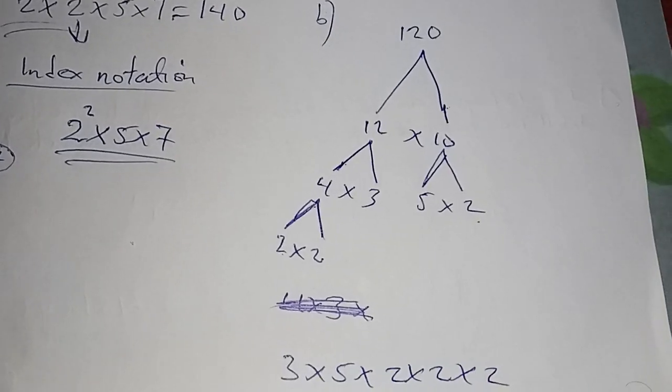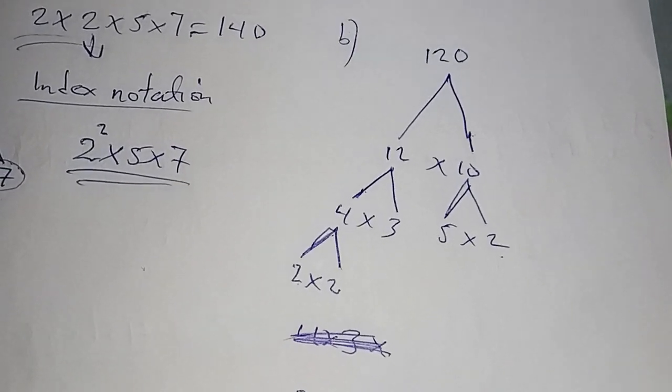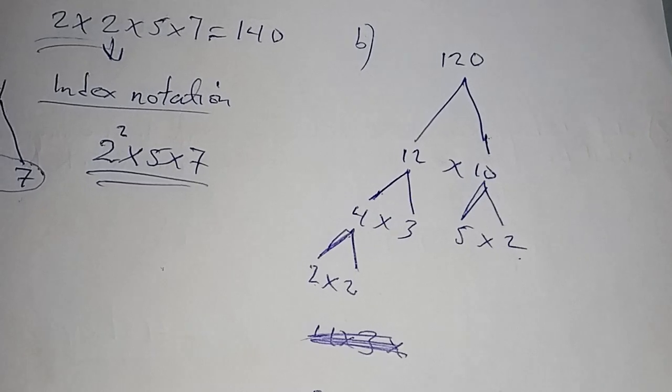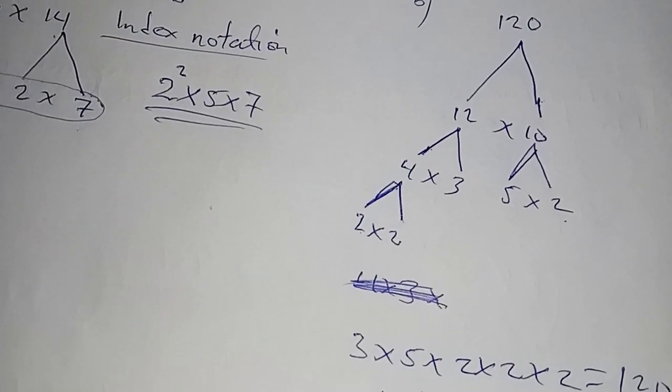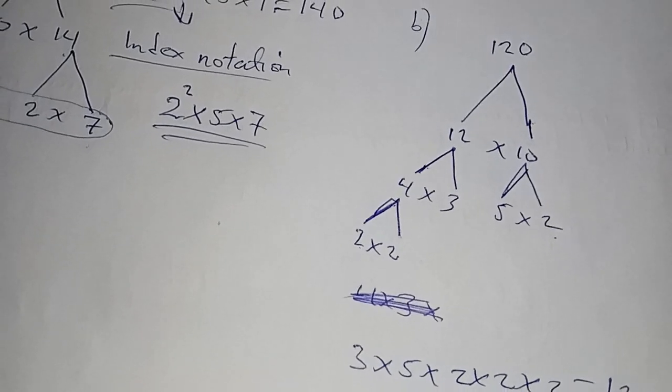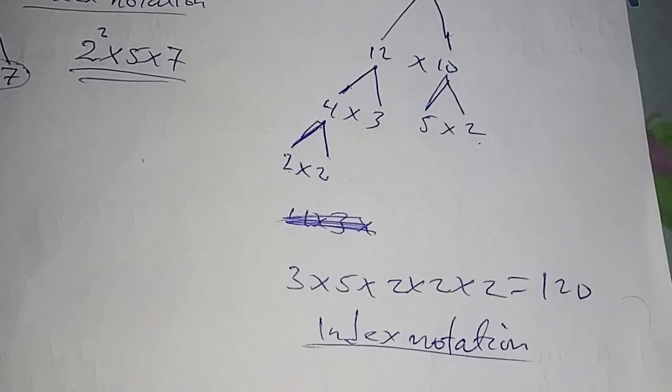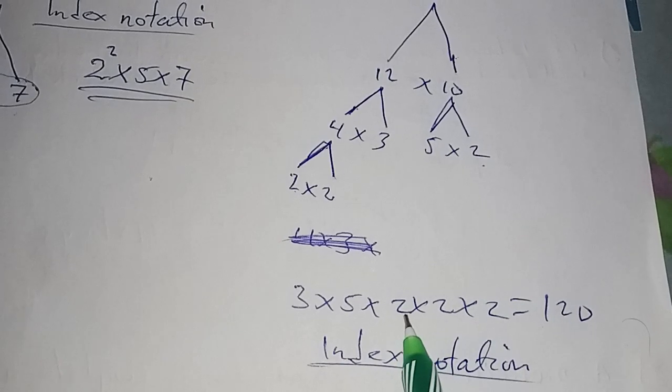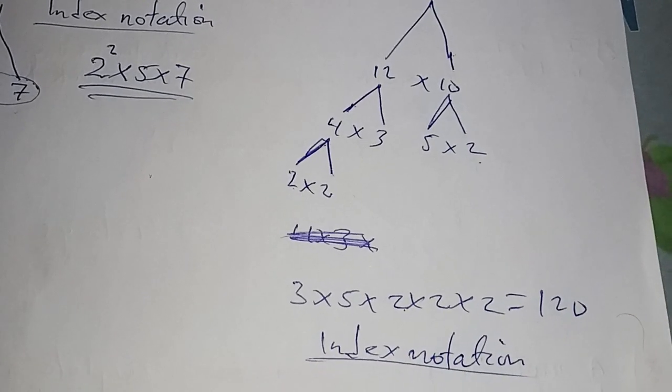So having three 2s here, this will be equal to 120 if you multiply. Or you put it in index notation, it's the same answer. Sometimes it may ask you to put it in index notation. So how many 2s do we have here? 1, 2, 3, three 2s, so we say 2 to the third power.